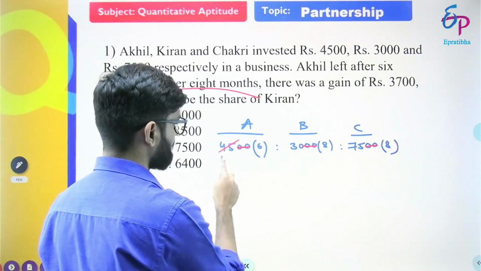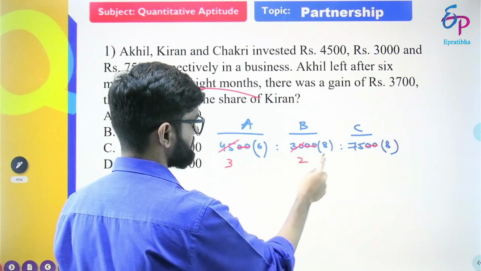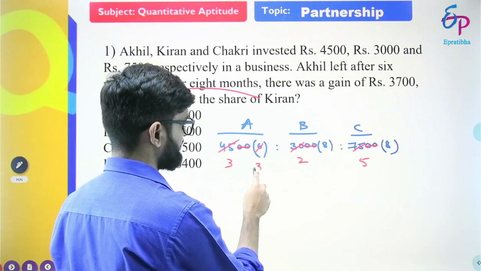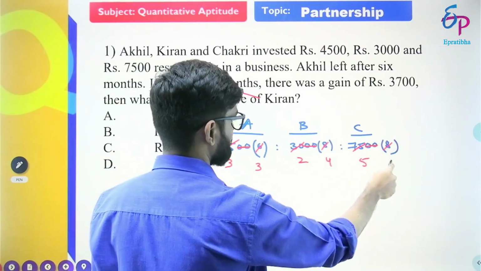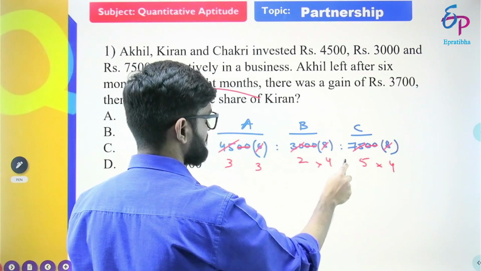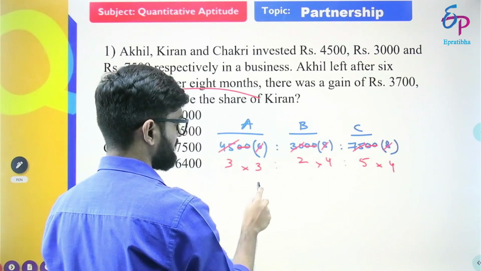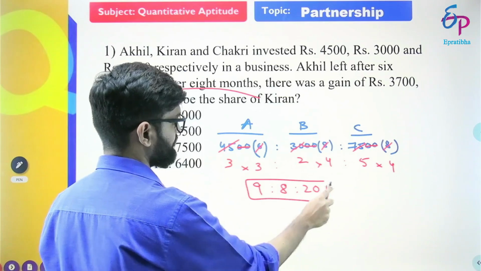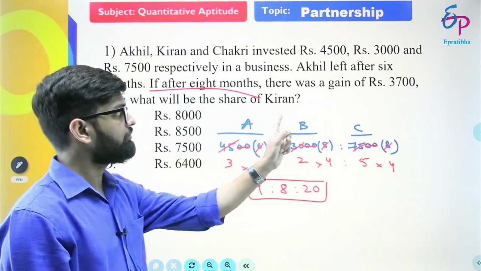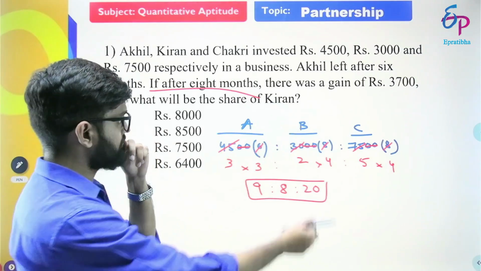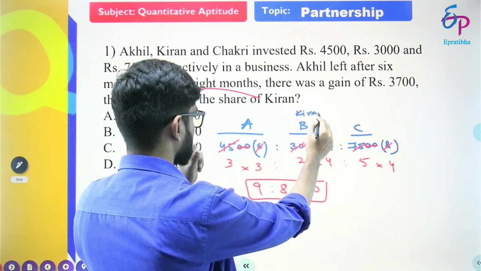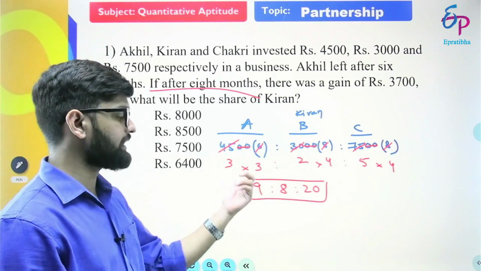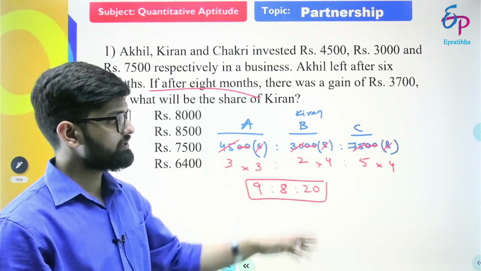Now you can take 15 as common: 15 threes, 15 twos and 15 fives, and then this ratio is 9 is to 8 is to 20. So Akhil has to get 9 rupees. Let's say B is Kiran. Kiran is getting 8 rupees. For every 9 rupees Akhil gets, Kiran gets 8 rupees and Chakri gets 20 rupees.